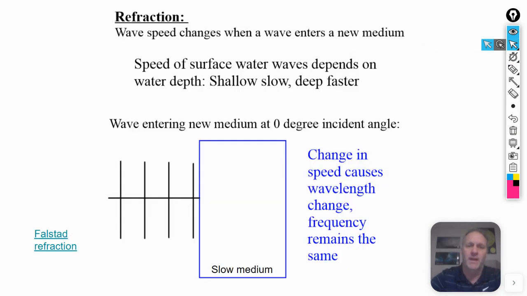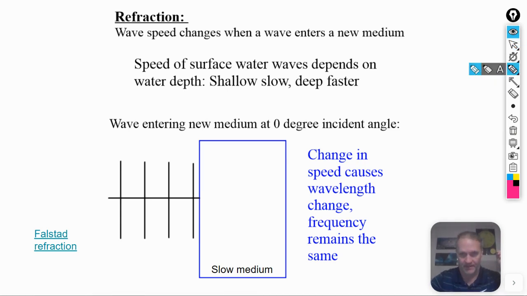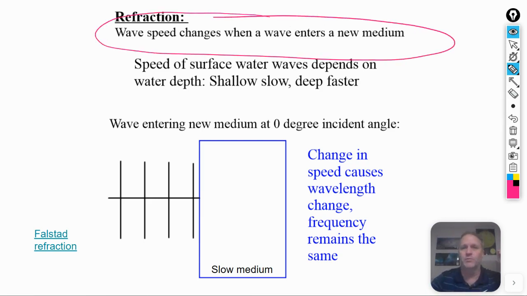All right. So now the third wave behavior I want to talk to you about is called refraction. Refraction is a new concept for you, I would think. The definition of refraction is the fact that waves will change speed when they're entering a new medium. Now, what I mean by medium is the material that the wave travels through. Okay, let's say you were thinking about sound traveling through the air. The air is the medium that carries the sound.